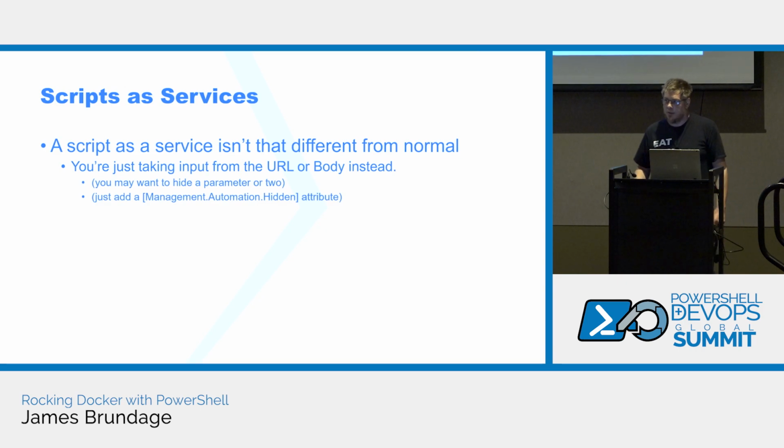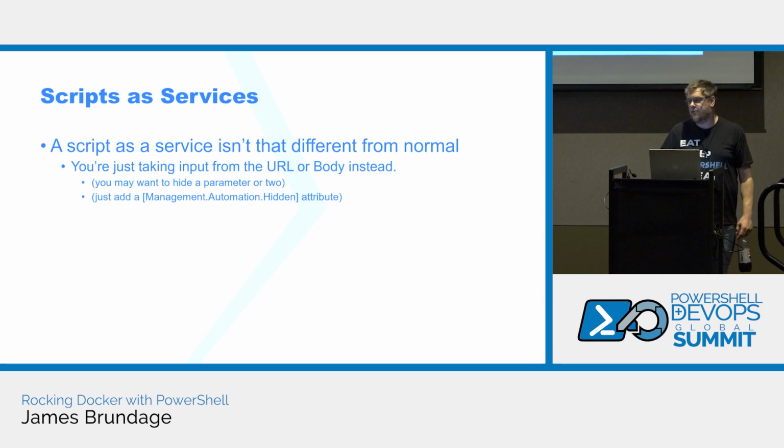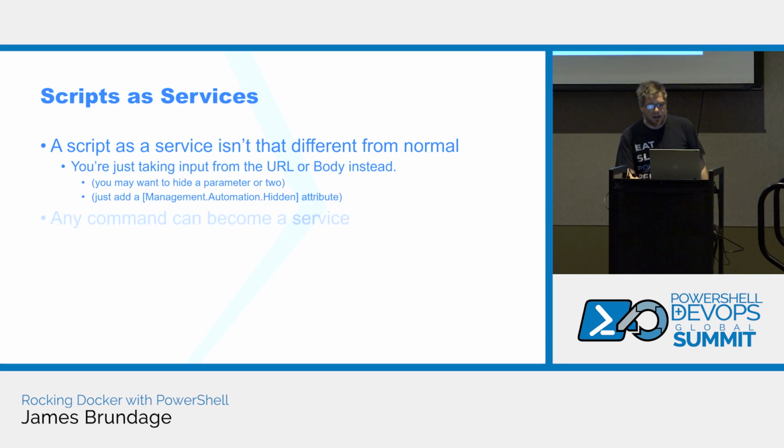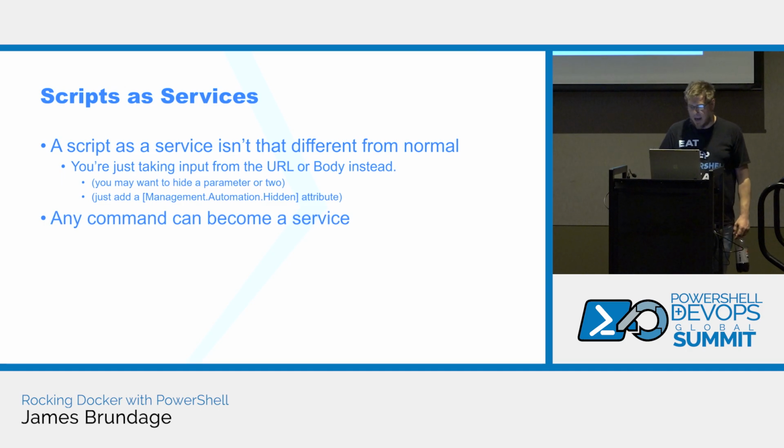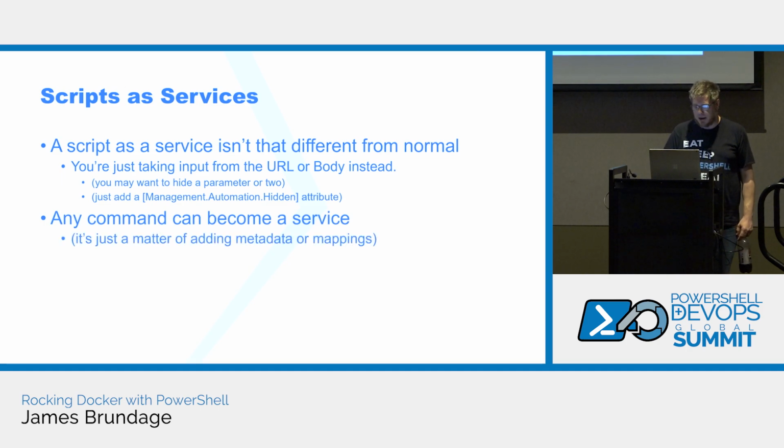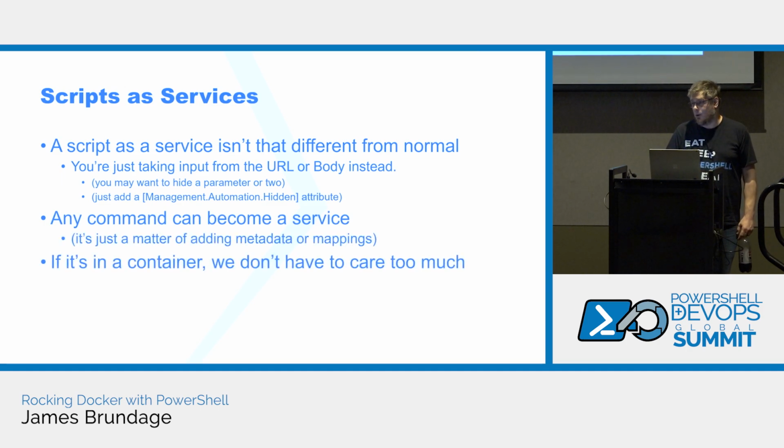If you want to hide parameters, you should go ahead and add the management automation hidden attribute to those parameters. It won't do anything in natural PowerShell, but it will safeguard them and hide them in a service. Any command can become a service. It's just a matter of adding metadata and mappings. And if it's a container, we don't have to care too much. If there are no secrets exposed, there's nothing to steal.